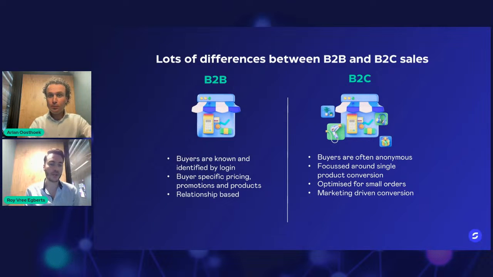In B2B, for example, we have to deal with buyers who are known. They're identified either by a login or they have an account manager specifically assigned. But there's also a lot of key account specific agreements on pricing. There's a lot of relationship-based pricing going on. In B2C, buyers are often more anonymous. It's more focused around a single product conversion, and it's usually optimized for small orders, and it's more of a marketing-driven conversion.